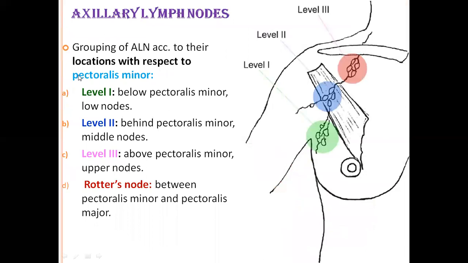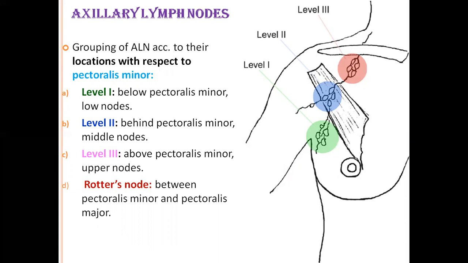Okay, then the axillary group of lymph nodes, you will see, is grouped according to their locations with respect to pectoralis minor. This is one more way of classification. Level 1 is below pectoralis minor, which has been shown in green color. Level 2 is behind pectoralis minor. These are the middle nodes. Level 3 is above pectoralis minor. This is level 3. Okay, upper nodes. So levels 1, 2 and 3. Okay. So Rotter's node is between pectoralis minor and major. Okay. So this is one more way of classifying.